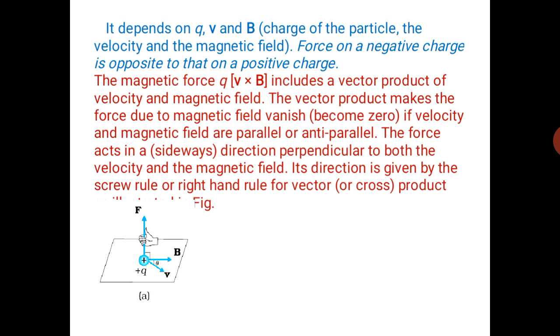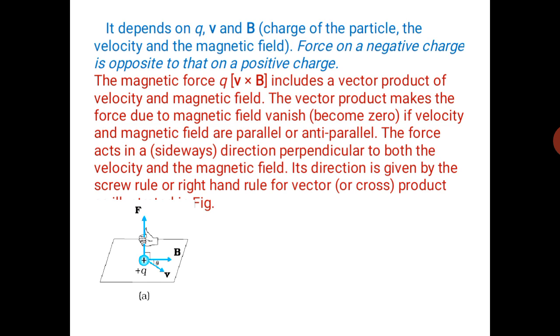The magnetic force, Q times V cross B, includes a vector product of velocity and magnetic field. The vector product makes the magnetic force vanish, meaning become zero, if the velocity and the magnetic field are parallel or anti-parallel, because all of you know the cross product of two vectors is zero when they are parallel or anti-parallel. It means the angle between the vectors is zero.